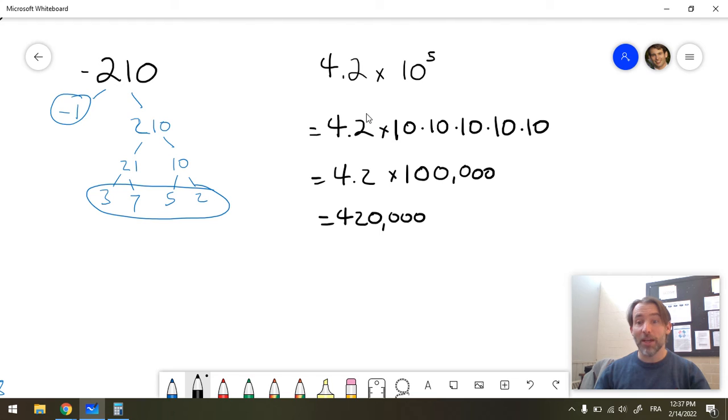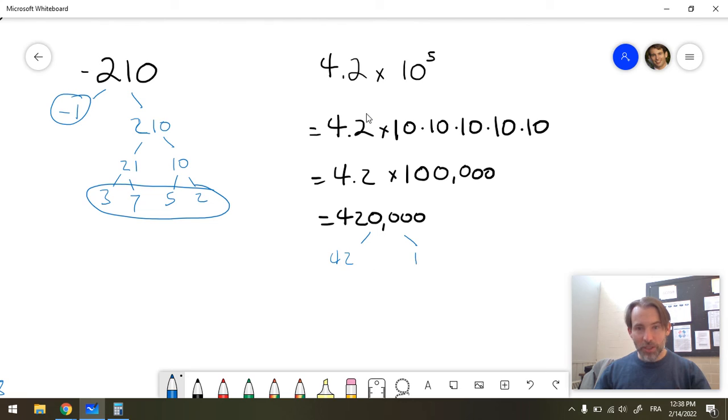Now, can we prime factorize this? Yes, we can. But I'm going to do it in the easy way of taking out the powers of 10 first. Basically, I'm just going to write this, except without the 4.2. This is the same thing as saying 42 times, well, that would be 1, 2, 3, 4 zeros.